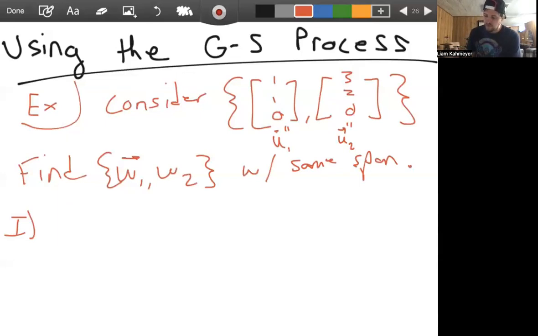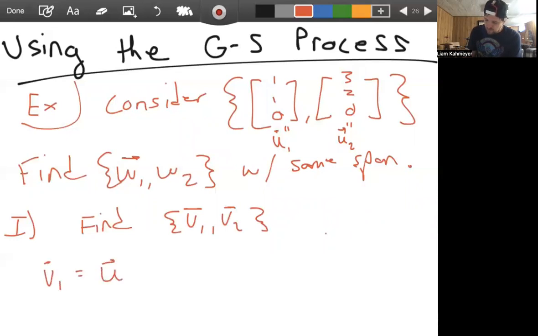So what's the first step? Well, we need to find V1, V2. And how did we do this? Well, we said V1 is equal to U1, which is the vector (1, 1, 0). And then what was V2? V2 was equal to U2 minus the projection of U2 onto V1, right?